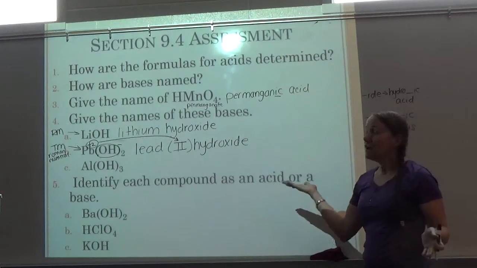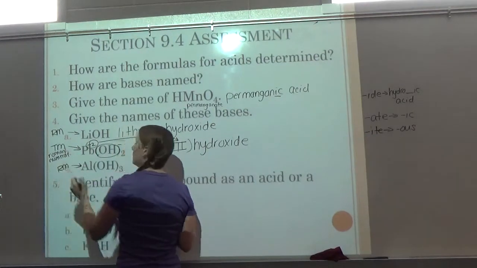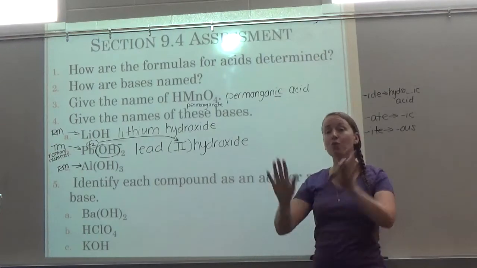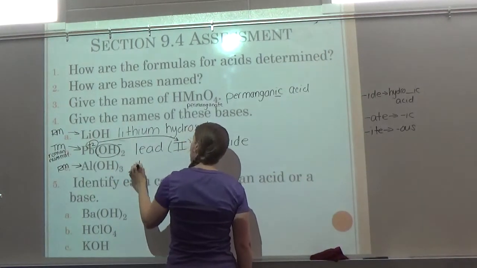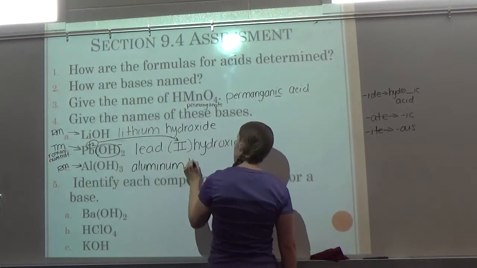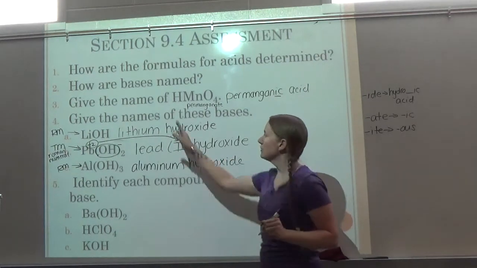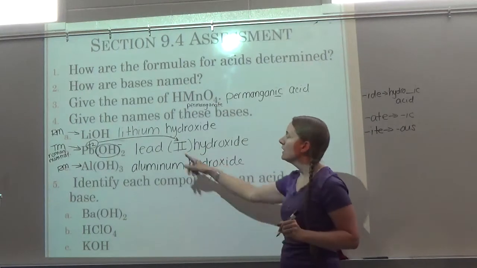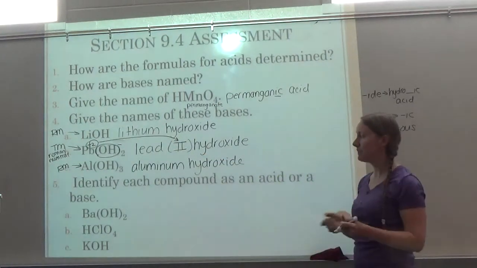Alright, so part C, aluminum is a regular metal. Remember, it's the one regular metal that's past the transition metals and under the stair step. So that means I don't need any Roman numerals, don't need any prefixes. So Al is aluminum, and OH is hydroxide. So see, all our bases are just going to be something hydroxide, something hydroxide, something hydroxide. It just depends, is it a regular metal or does it need a Roman numeral, is it a transition metal?